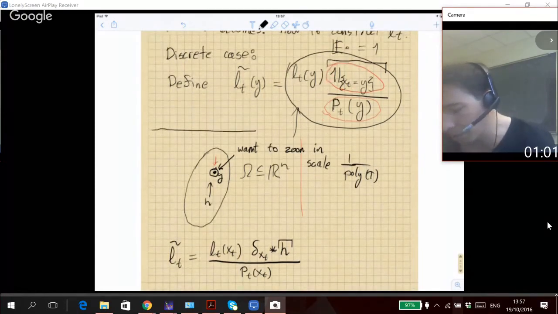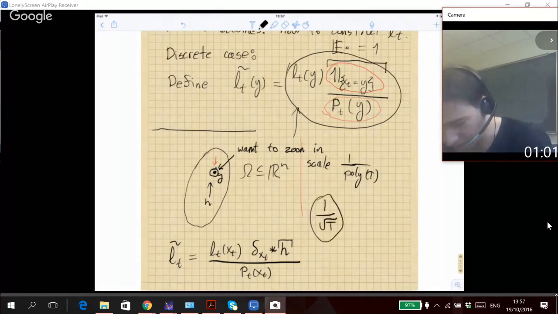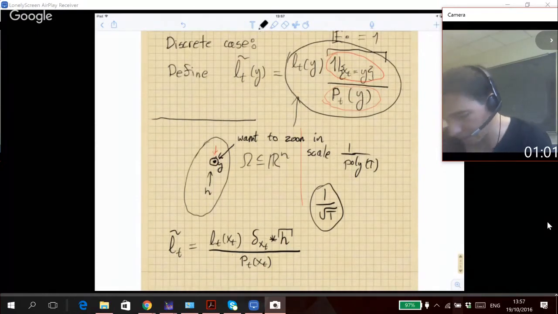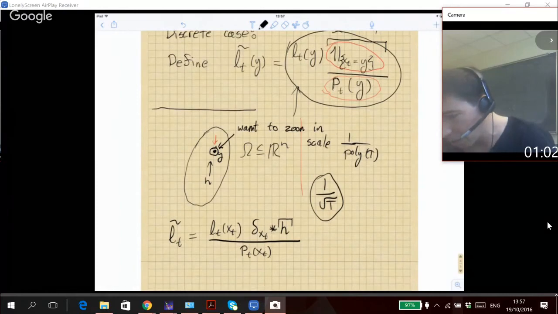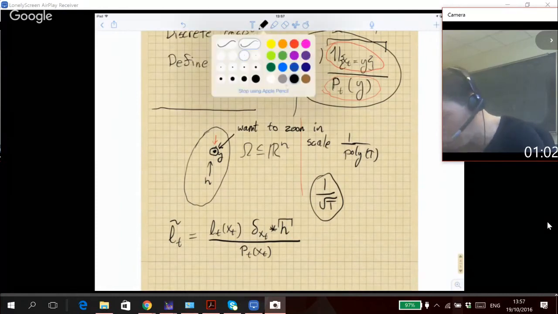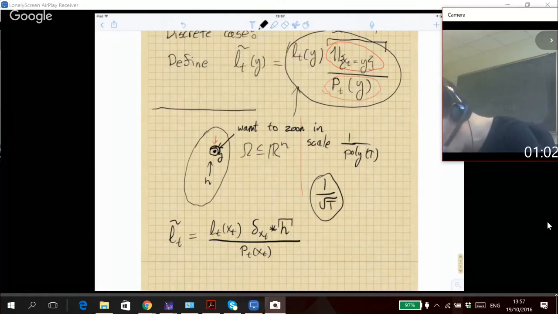Root t regret means that at each step, we want only 1 over root t regret. So we definitely can't take a constant Gaussian or a constant noise. We somehow have to be smart. And as we zoom in, we have to adjust the noise. This is one observation. And the other is, well, if we just do some convolution, then all we get is information about some small neighborhood of the point that we sampled.